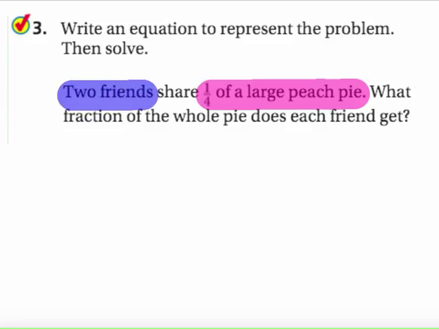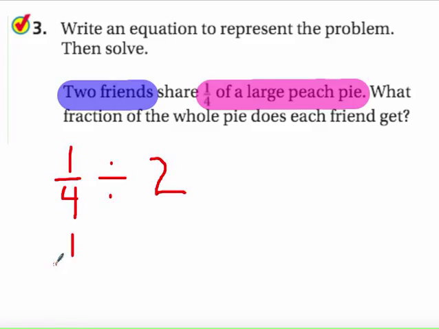Okay, so now we can create our expression or equation. What we do is we write first what's being split up, and in this case it's the large peach pie, so we write that first, 1/4. Okay, and we're going to split up, which is division. We're going to divide it up into 2 equal groups, so we're going to divide that by 2.